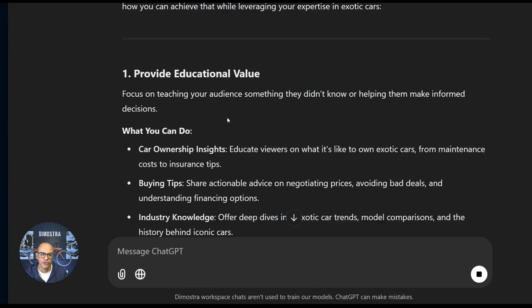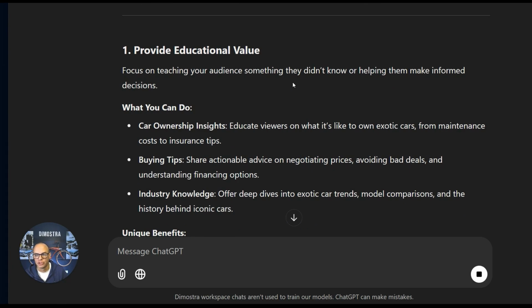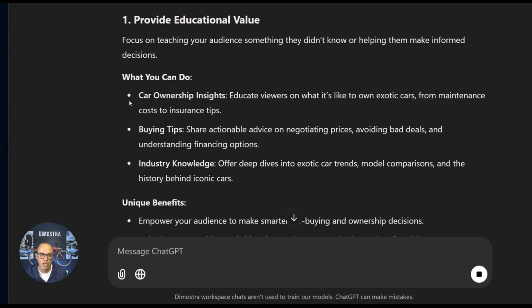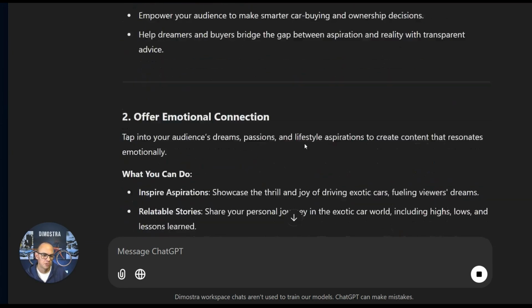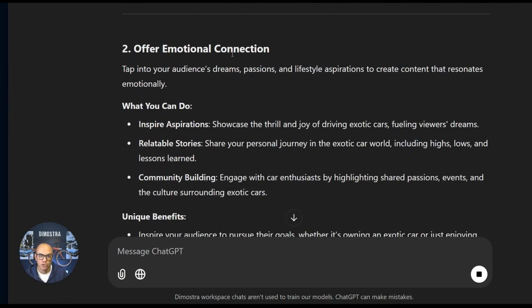Provide educational value. Focus on teaching your audience something they don't know or helping them make an informed decision. Here's how to do that. Car ownership insights, buying tips, industry knowledge, and the unique benefits. You empower your audience to make smarter car buying and ownership decisions. Great stuff. Offer emotional connection. Tap into your audience's dreams, passions, and lifestyle aspirations to create content that resonates emotionally.